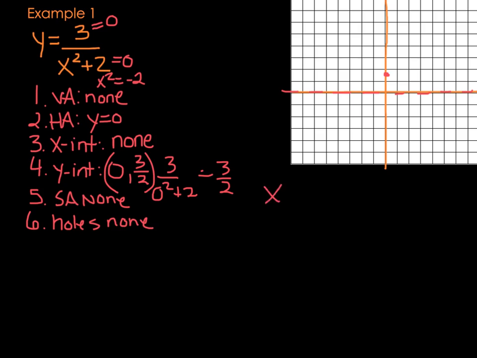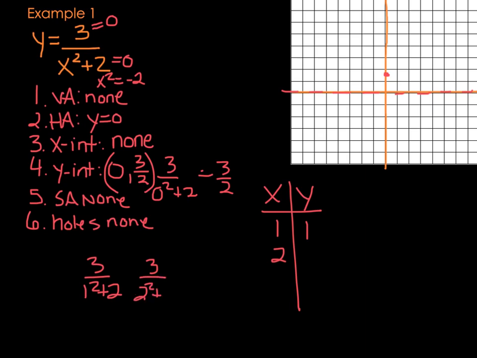So if I make a table for x and y, I already know 1 point. If I plugged in a 1 for x, I'd have 3 over 1 squared plus 2, 3 over 1 plus 2, 3 over 3 is 1. If x is 2, I'd have 3 over 2 squared plus 2. So that's 4 plus 2 is 6, 3 over 6 is 1 half. If x was 3, I'd have 3 over 9 plus 2, so that would be 3/11ths. And it's getting smaller and smaller, and it's going to approach that asymptote.